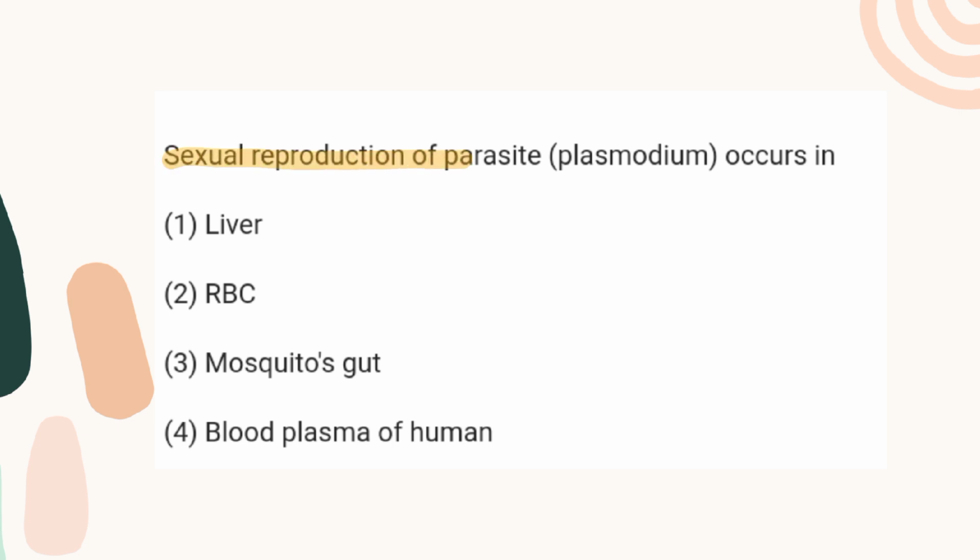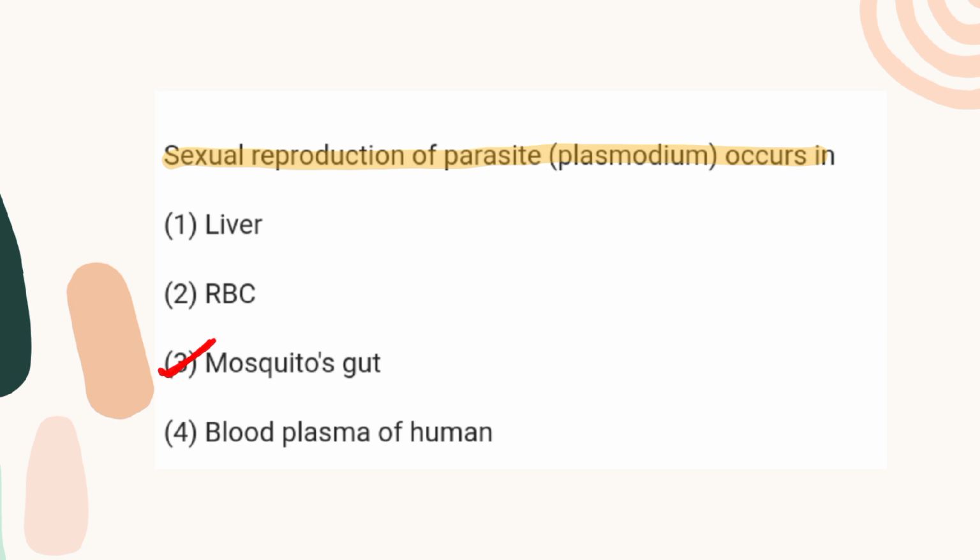Sexual reproduction of parasite Plasmodium occurs in. The gametocyte stage is present in the human blood. Sexual reproduction, that is, the fertilization, takes place in the mosquito's gut. Okay, you must be clear here. It takes place in the mosquito's gut.